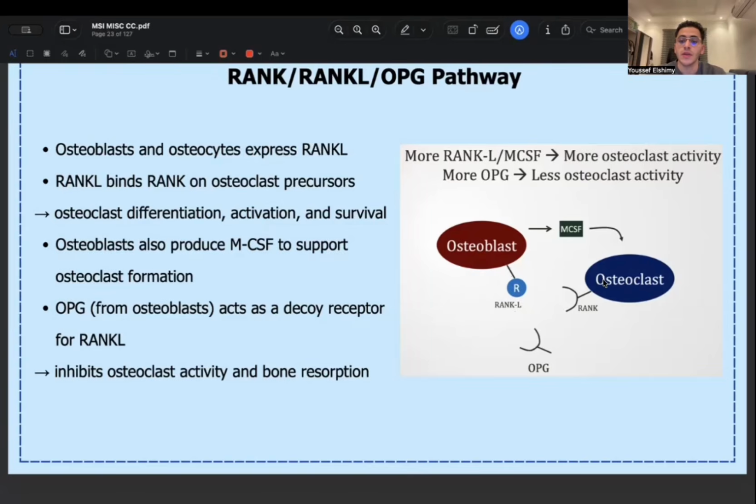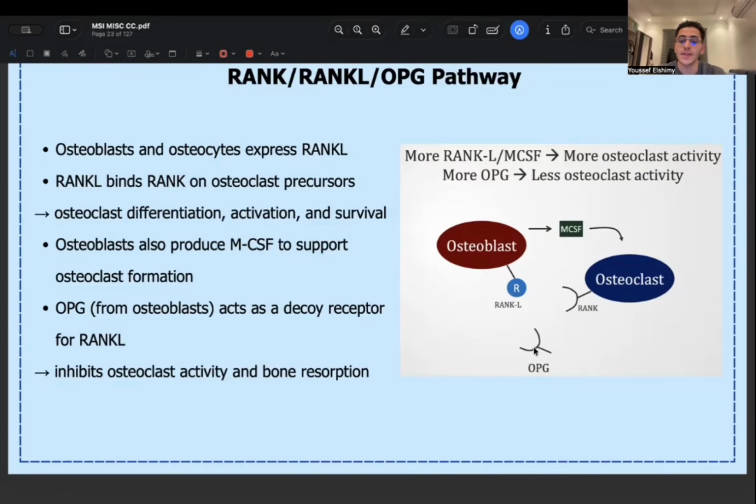Another thing is that osteoblasts secrete macrophage colony stimulating factor, or the MCSF. And this also stimulates or activates osteoclasts. So whenever there is increased RANKL or MCSF, it would lead to more osteoclast activity, or more bone resorption. Then, as a counterpart, on the other side, we have the OPG, which is also secreted by osteoblasts.